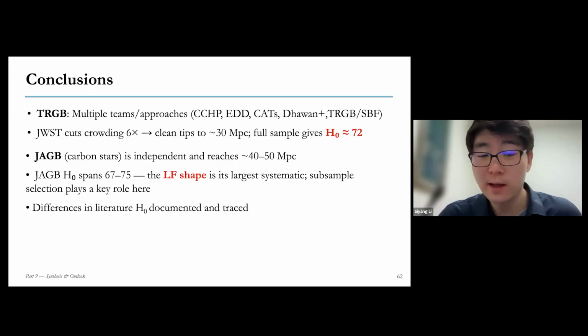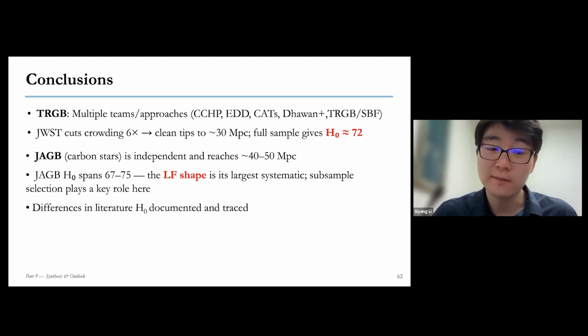The JAGB is a relatively newer standard candle based on carbon stars, can reach about 40 to 50 megaparsecs, kind of another independent check on Cepheids and TRGB, for instance. There's a wide range of JAGB H-naught at the moment. As I mentioned, there are some limitations. There are systematics: luminosity function shape, subsample selection, also these field-to-field variations. So it's promising. We can measure the Hubble constant with it.